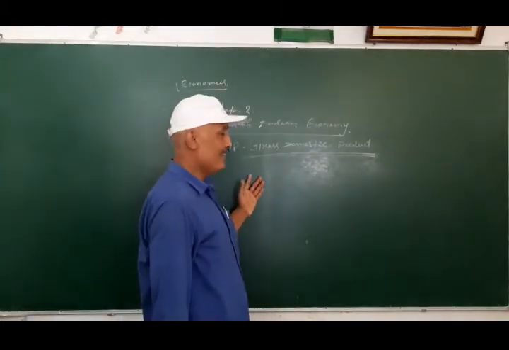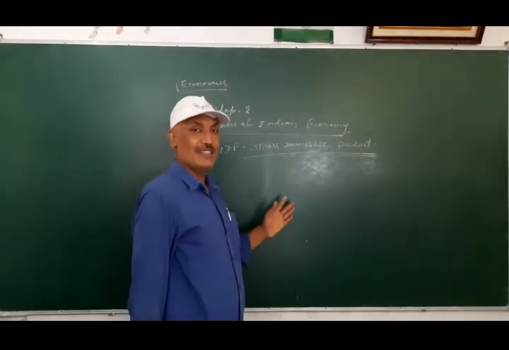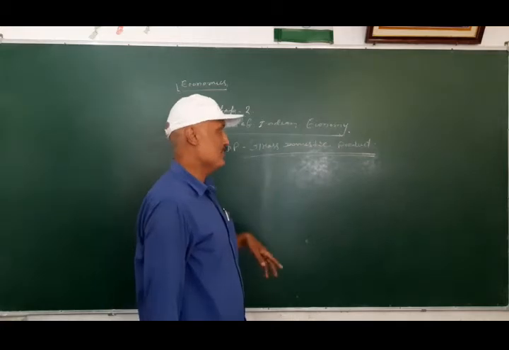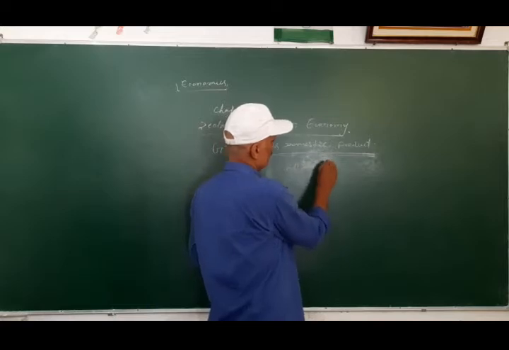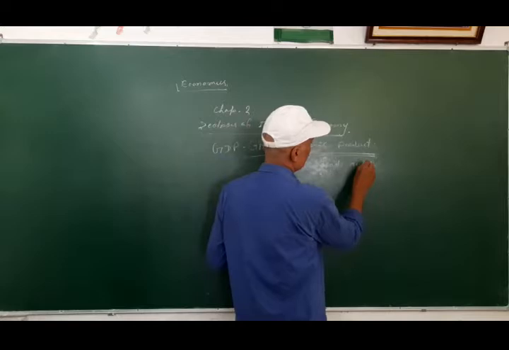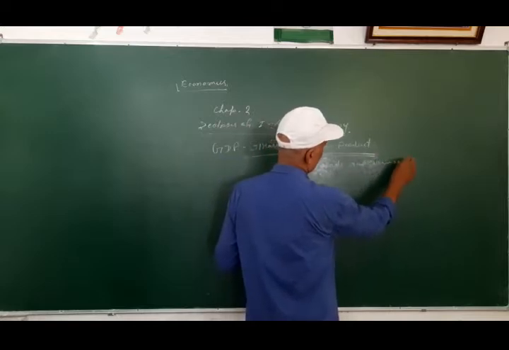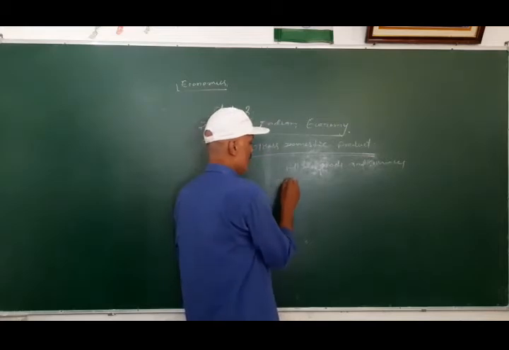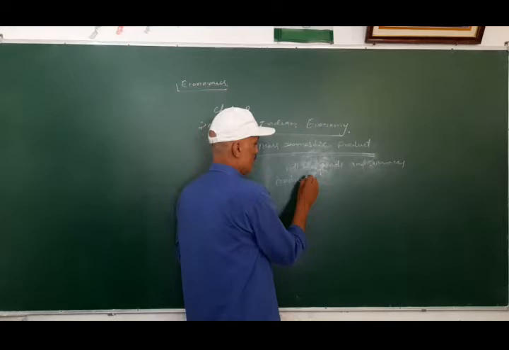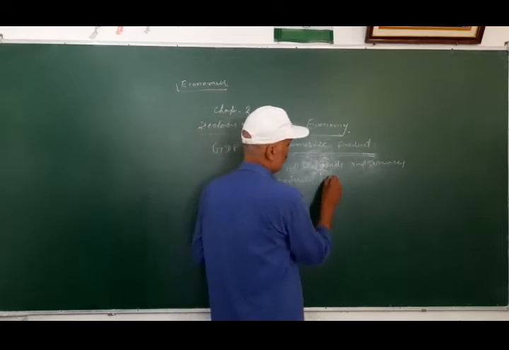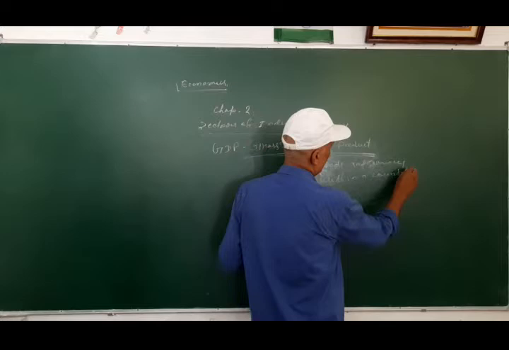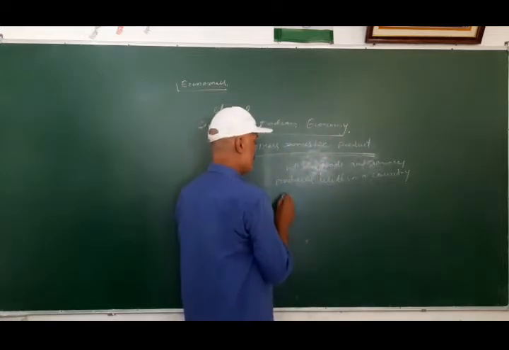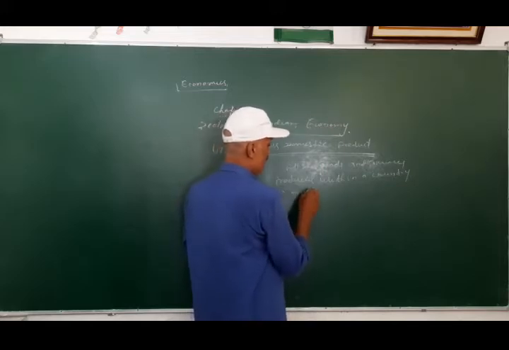How can we measure the GDP? The definition of this term is: all the goods and services produced within a country in any year.